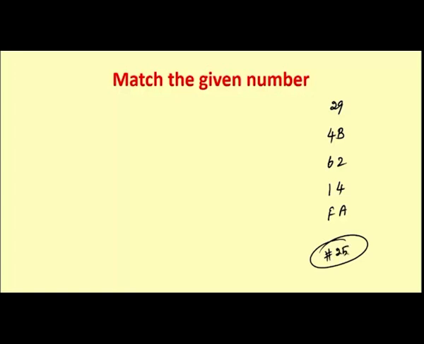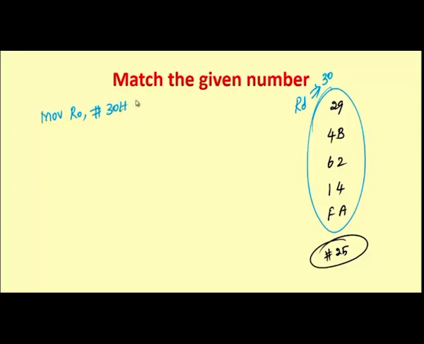So, for that I have to initialize the memory. I will take it as R0. So, R0 with the address of 30: MOV R0, #30H. What it represents is that in address 30 the 29 is stored, in 31 the 4B is stored, like that.